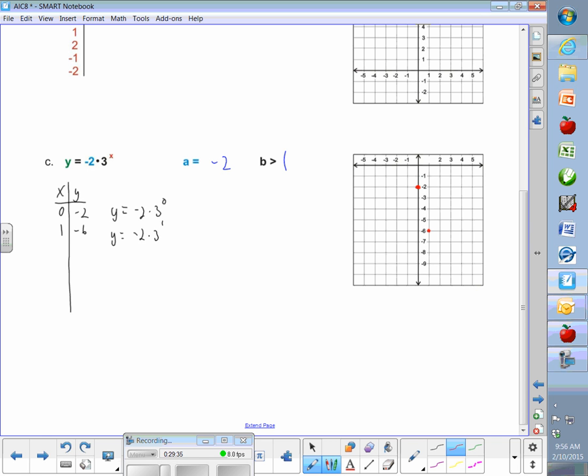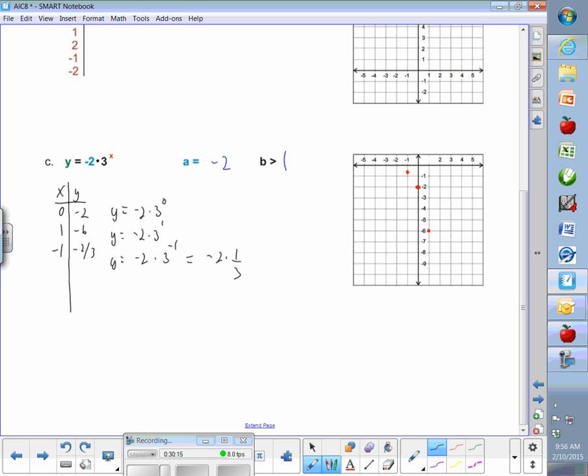Now, you can do the next one. If you did, you know what you get? -18. It's down here. You see that curve? I need to know this part. So I'm going to do -1. Y equals -2 times 3 to the -1. This is a -2 times a 1/3. This is a negative 2/3. Do you agree? Negative 2/3? A negative 2 times a 1/3 is a negative 2/3. All right, negative 1, negative 2/3 is right about there.